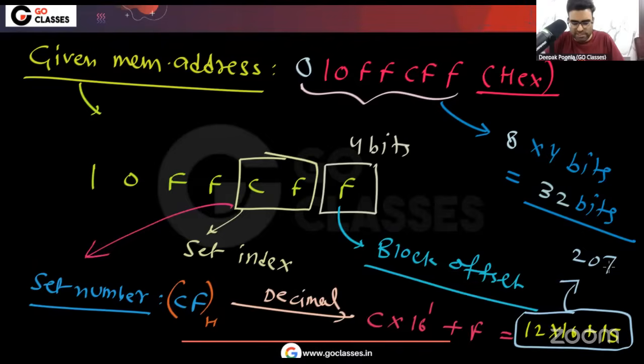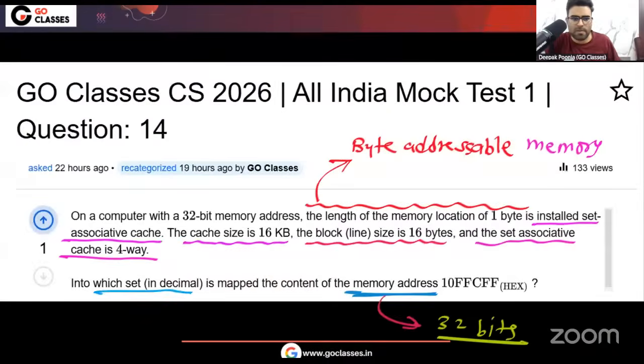Yes, 207, that is correct. Okay, so basically, I can say that for this given main memory address, we can simply say into which set it will map, in decimal. So the answer we got, set number 207. Okay, that is the answer.